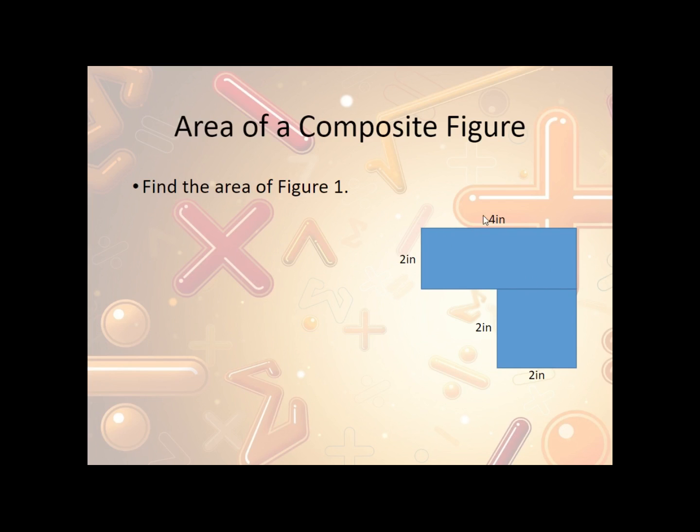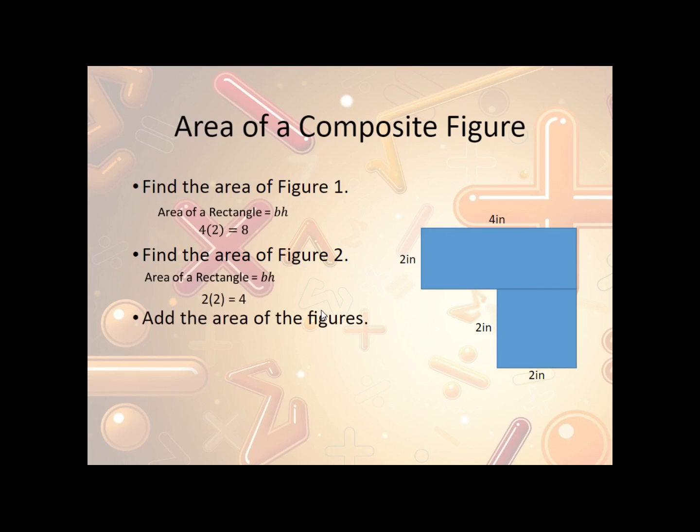So for instance, we can look at figure 1 here. 4 and 2 are our side lengths, and that's a rectangle, so we're going to multiply base times height. So 4 times 2 is 8. So that's the area of this figure. Then we can find the area of this figure as well. So again, another rectangle. So this is 2 times 2, which is 4. So now we add the areas of the figures together. So 8 plus 4 is 12. And then always include your units. It's in inches, and it is area, so it becomes inches squared. So this is 12 inches squared. So this is one way we can do it.